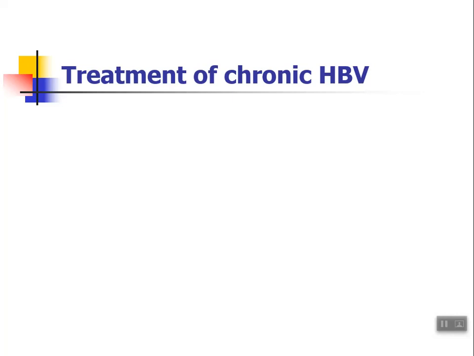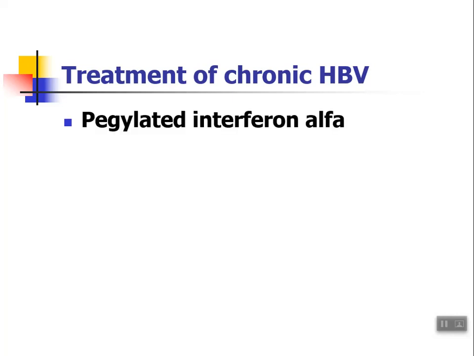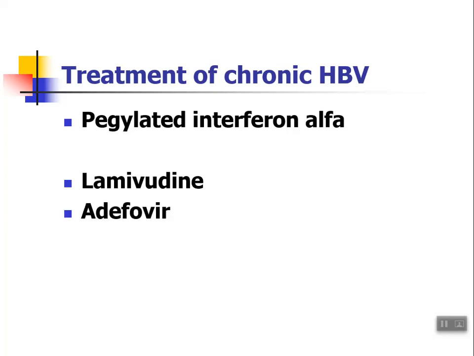Treatment of chronic hepatitis B. In the past, pegylated interferon alpha, but now there are 4 oral agents: lamivudine, adefovir, entecavir, tenofovir. When I pass from lamivudine to tenofovir, the resistance becomes less and the efficacy becomes higher.